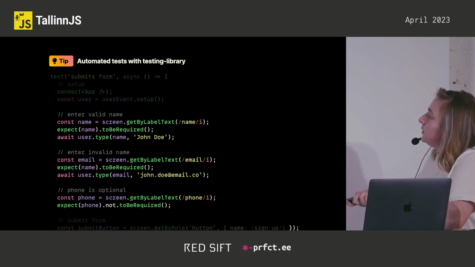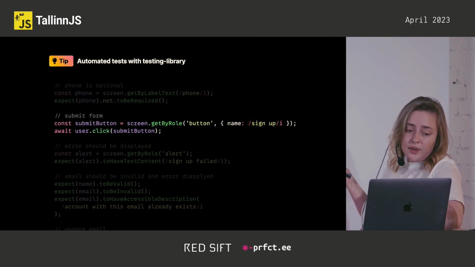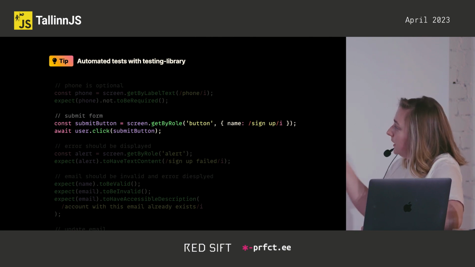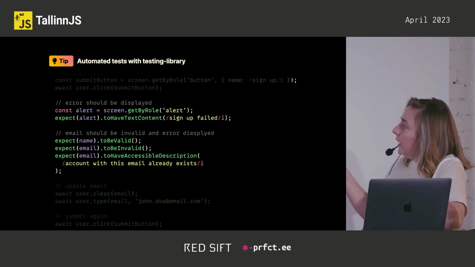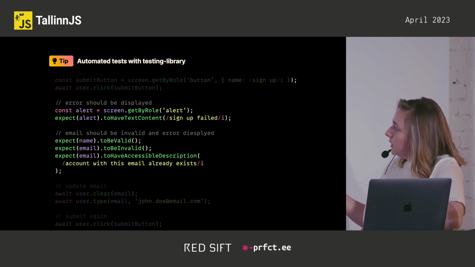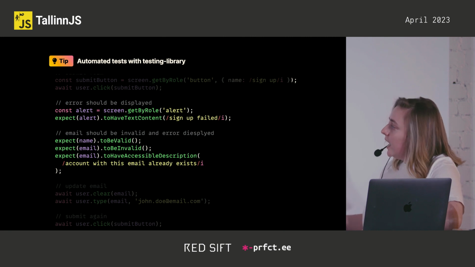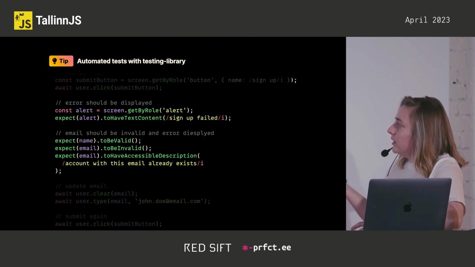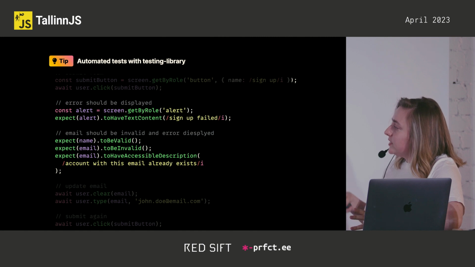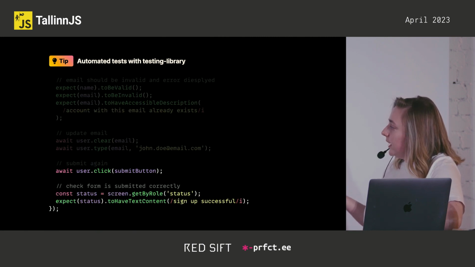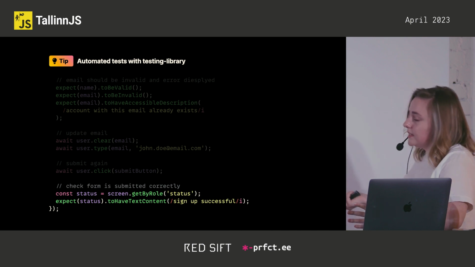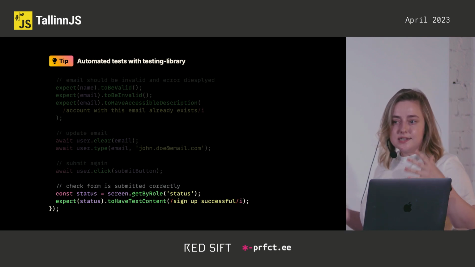So for example here, you see I'm first entering things, then submitting the form. You can see it all can be gotten by role. Then here's the alert that we just talked about, right? So you can get alert and see that it actually announces the correct content. And then you can check that all of the elements are invalid, or have some specific error associated with them. And then we can clear things, submit again, and then we can check that the sign up was successful.